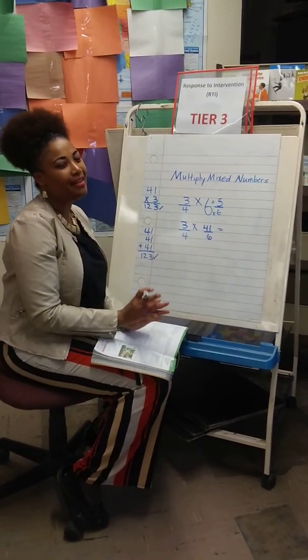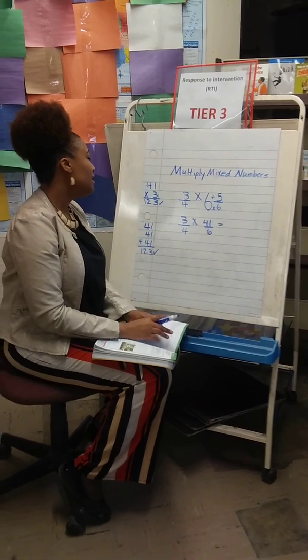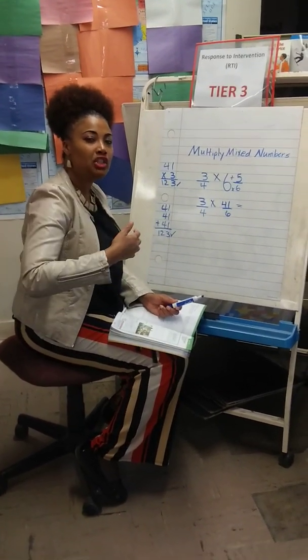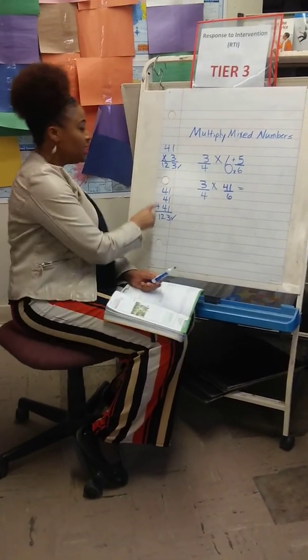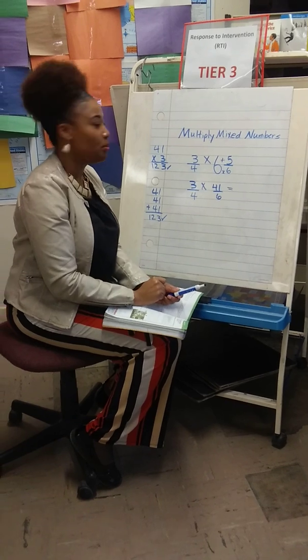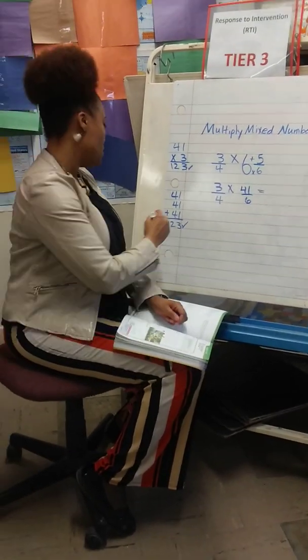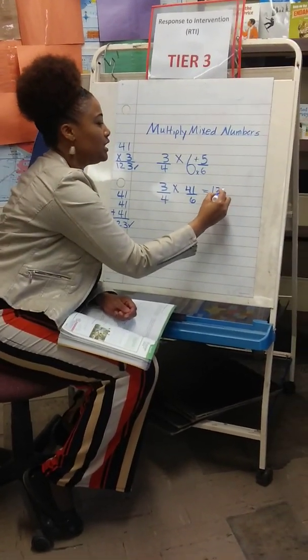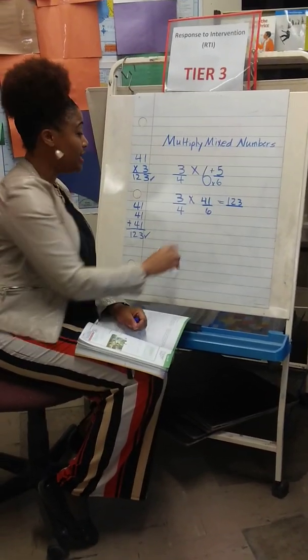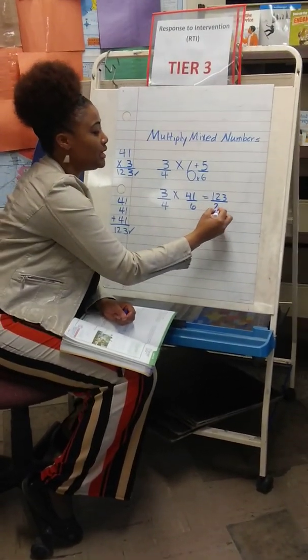I have students who struggle with multiplication, but I try to teach them that multiplication is repeated addition, so they can still get the same answer as someone who knows how to multiply quickly. So 3 times 41 gives us 123. And then you multiply the denominators. 4 times 6 is 24.